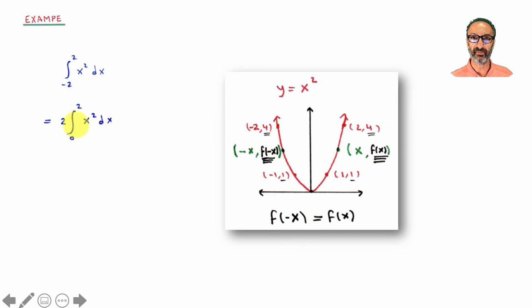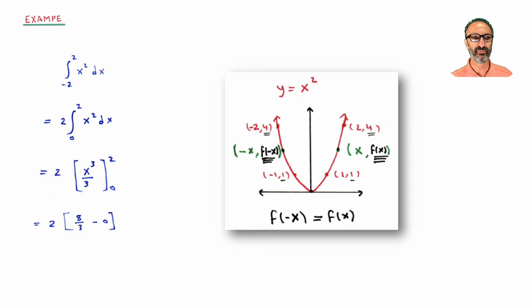We could apply what we learned, take the 2 out as twice from 0 to 2. x to the second, integrate: you raise the exponent by 1 and you divide by the new exponent. So it becomes x cubed over 3. We're going from 0 to 2, and we apply f of b minus f of a, multiply by 2, and we get 16 over 3. That's how we apply what we learned in this section.